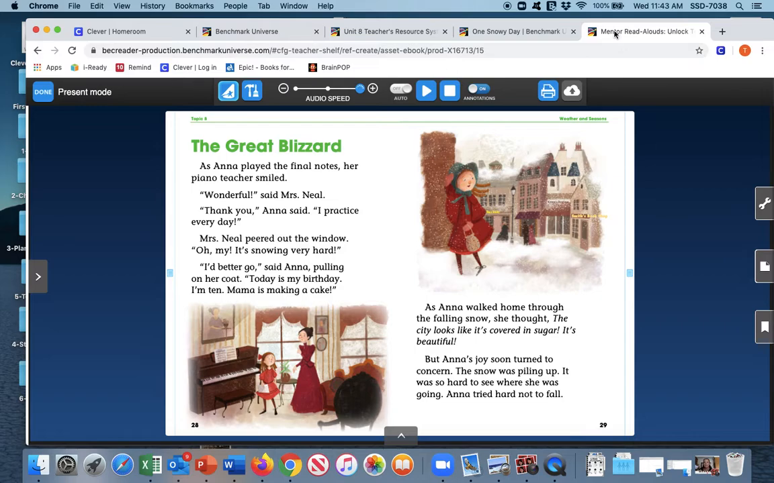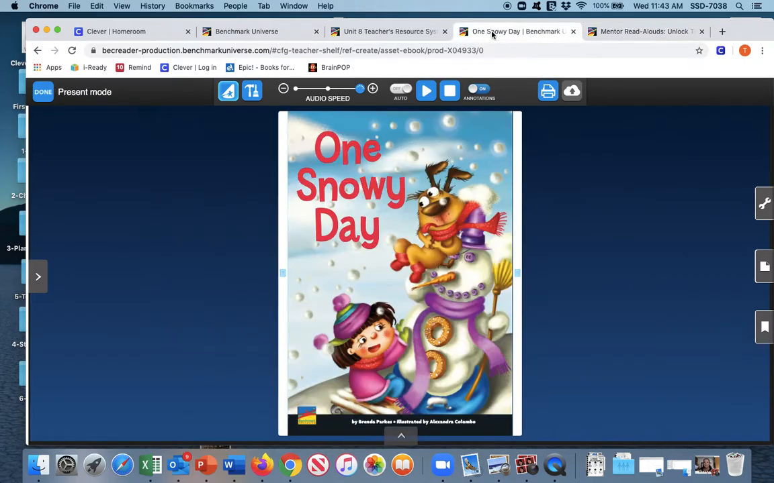In this story, the setting is a scary blizzard. But in this story, the setting is a fun, snowy day. Let's see, what else could be different? Boys and girls, can you think of something that is different about these two stories? I know it's been a little while since we read The Great Blizzard.